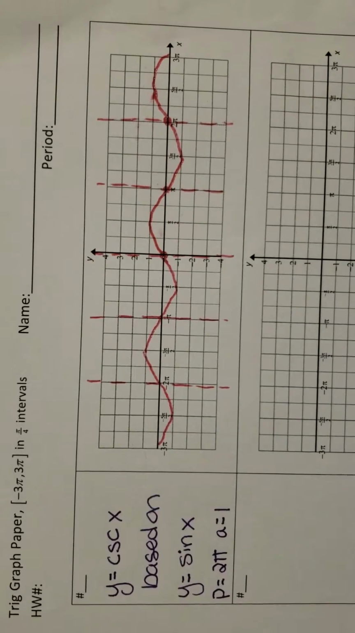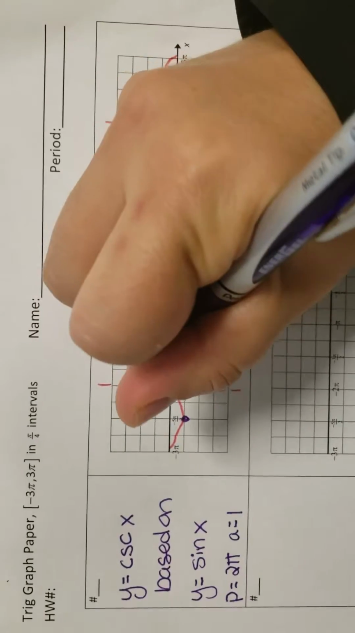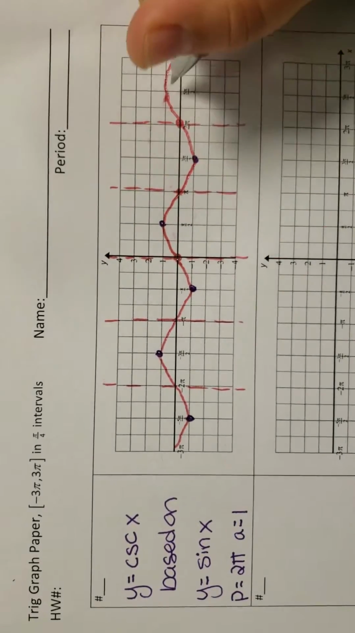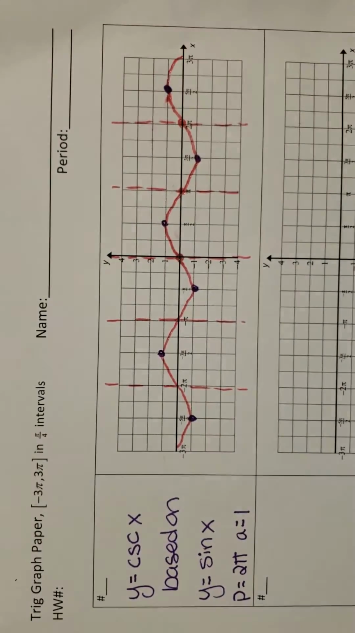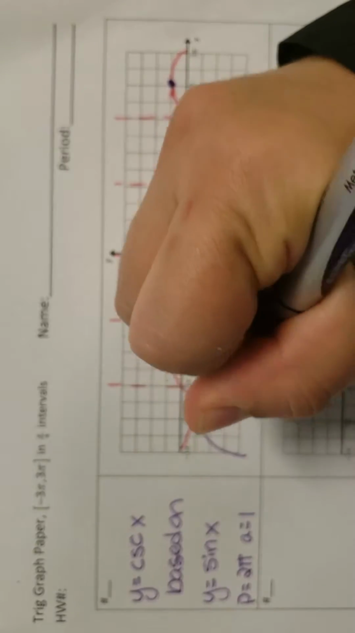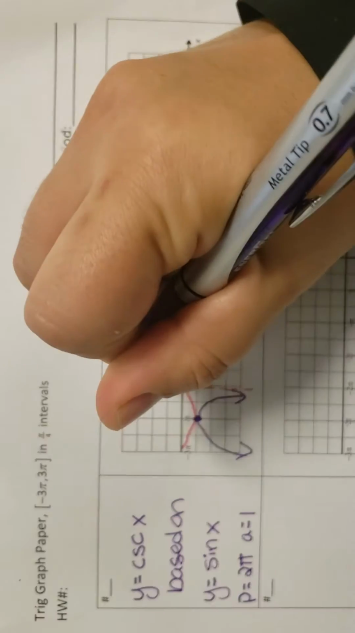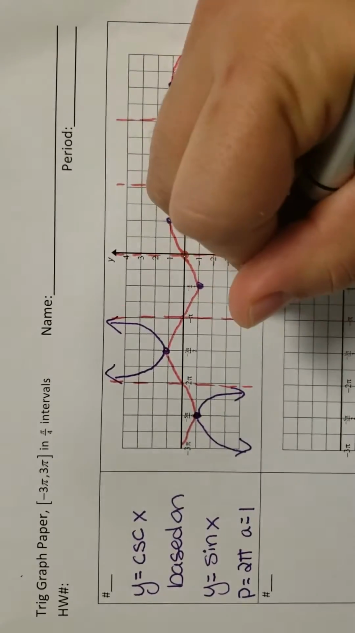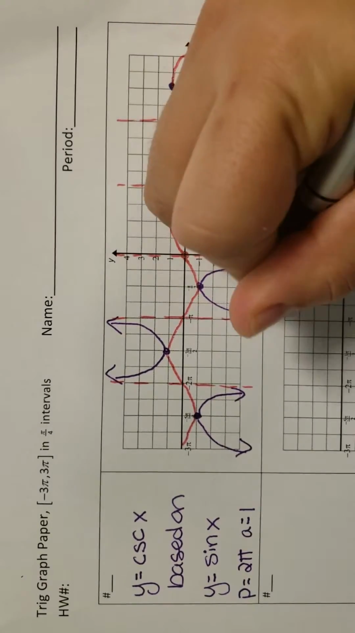And then the second thing you're going to do is put a point at your local extrema, so your max and your mins. And then the third thing you're going to do is at each of those points, you're going to draw a U shape with arrows on the end because they cover everywhere that your sine graph is not. And so they go on infinitely.